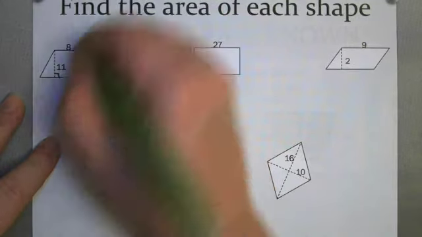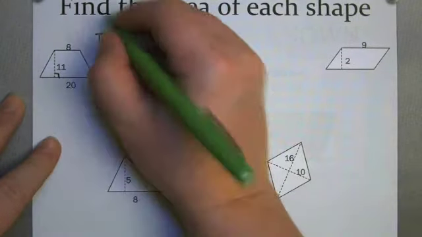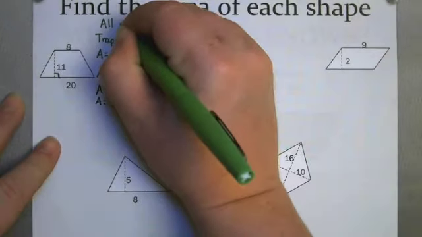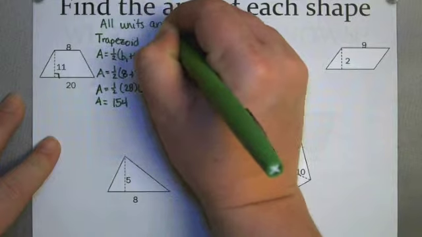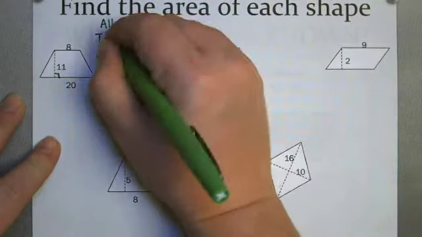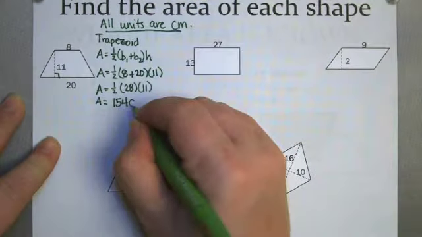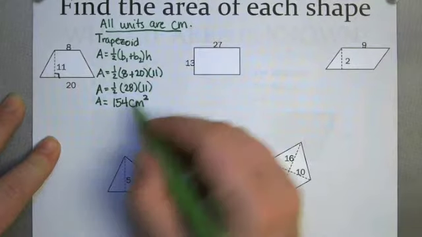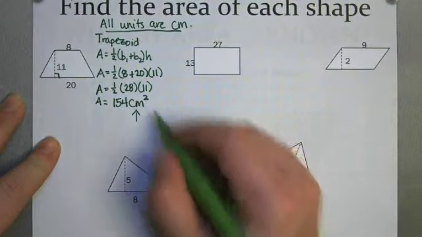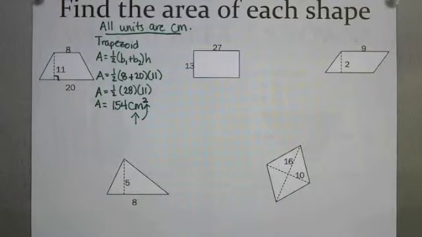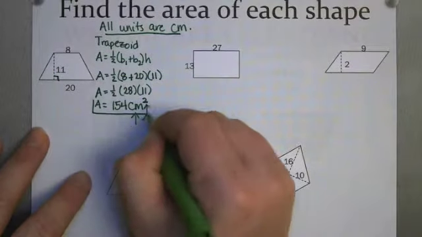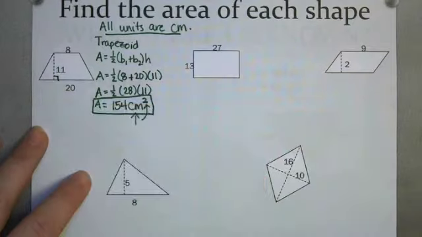Now, let's pretend, because I didn't put this before, that all units are centimeters, so all measurements are in centimeters. So when we answer these questions, we need to make sure we have centimeters squared. For all area, remember, we have to have whatever the unit is squared. And there's our answer for that one.